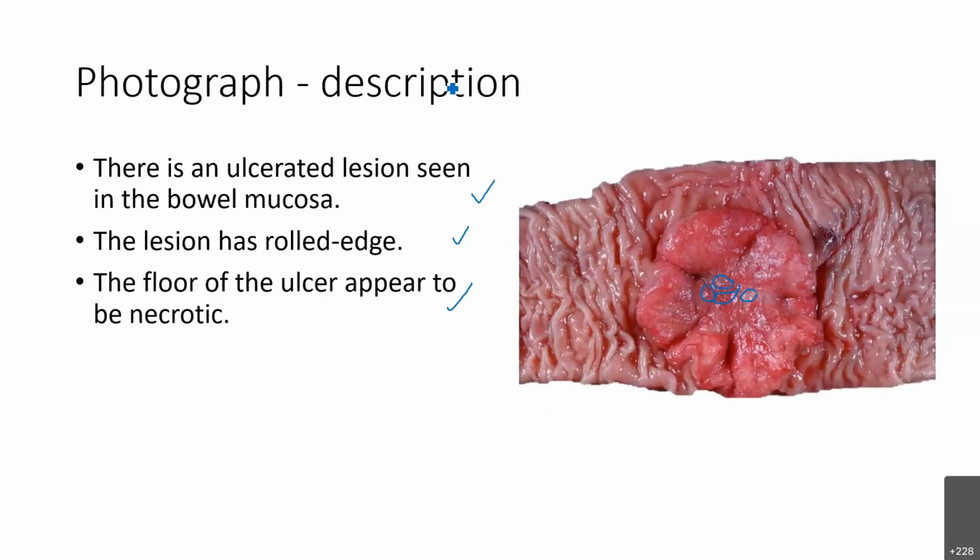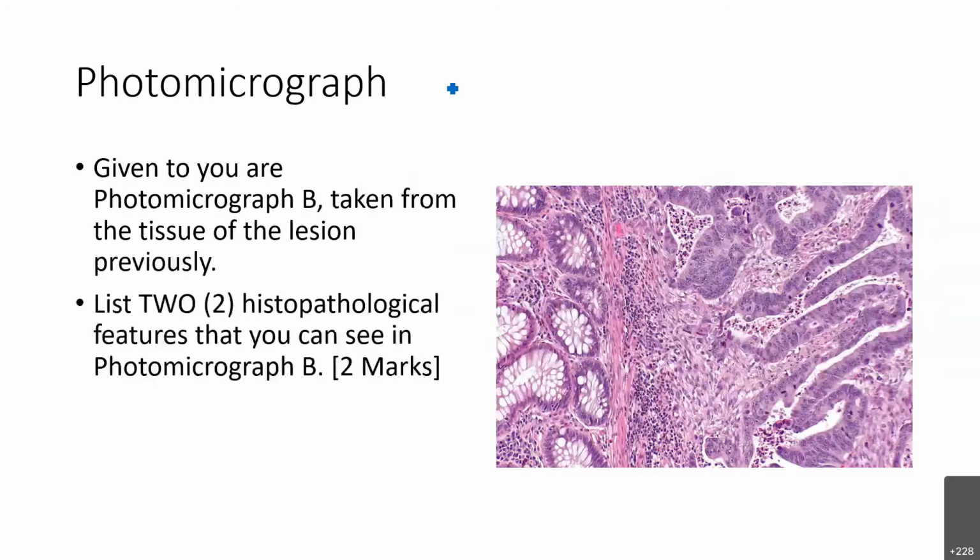Next is the photomicrograph part, the histopathological part. Given to you is photomicrograph B, taken from the tissue of the lesion previously, meaning the lesion in A, the gross part. List 2 histopathological features that you can see in photomicrograph B. I give you some time to reflect on the picture and give some answers. Remember, just give the 2 most striking histopathological features, based on this picture given, not from what you remember from your textbook or lecture notes. I'll give you another minute to answer it.